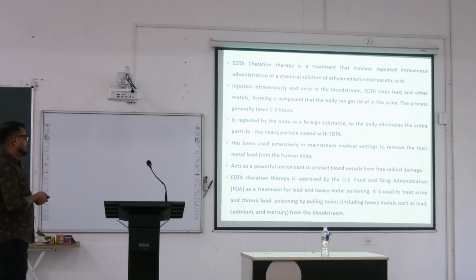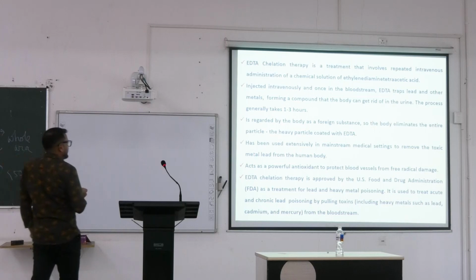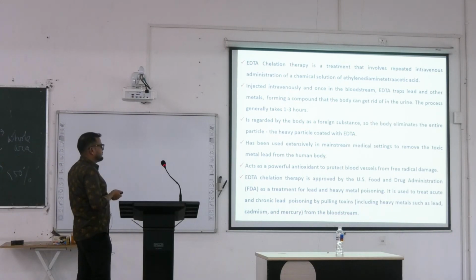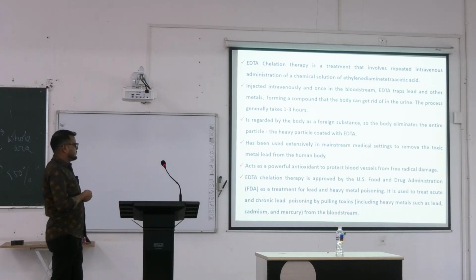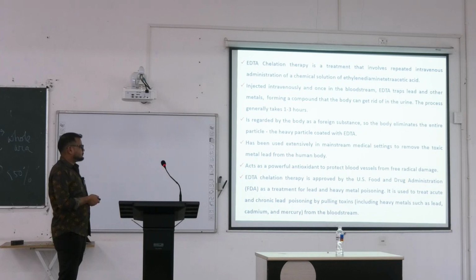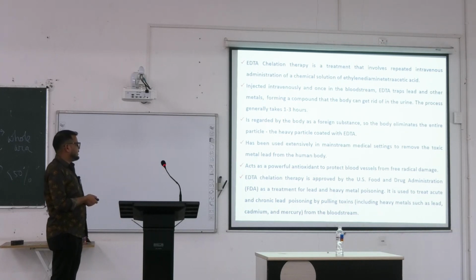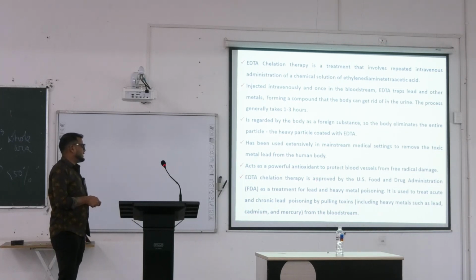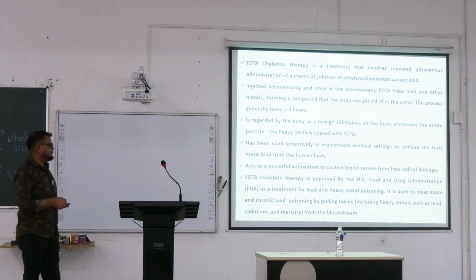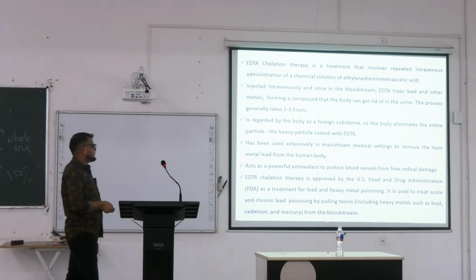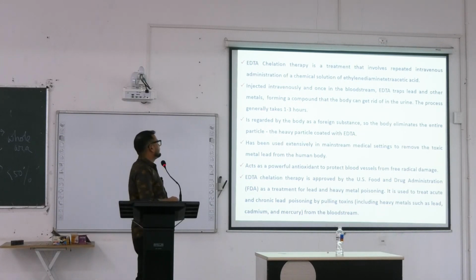It has been used extensively in mainstream medical settings to remove the toxic metal lead from the human body. It acts as a powerful antioxidant to protect blood vessels from free radicals. EDTA chelation therapy is approved by the US FDA as a treatment for lead and heavy metal poisoning. It is used to treat acute and chronic lead poisoning by pulling toxins from the bloodstream.